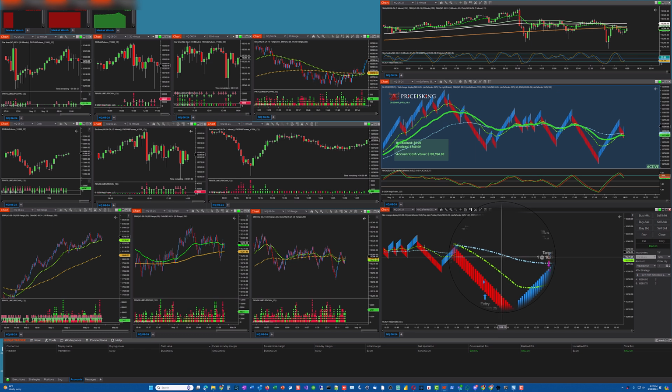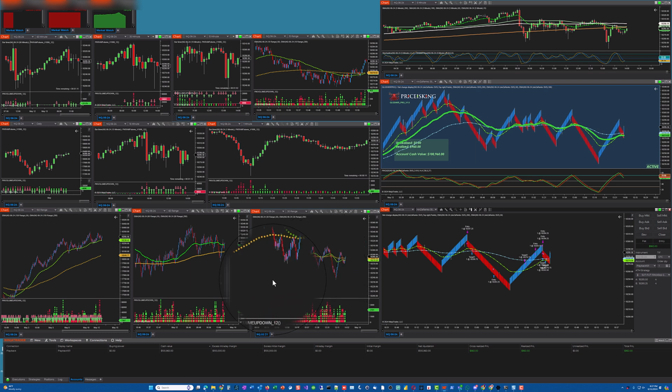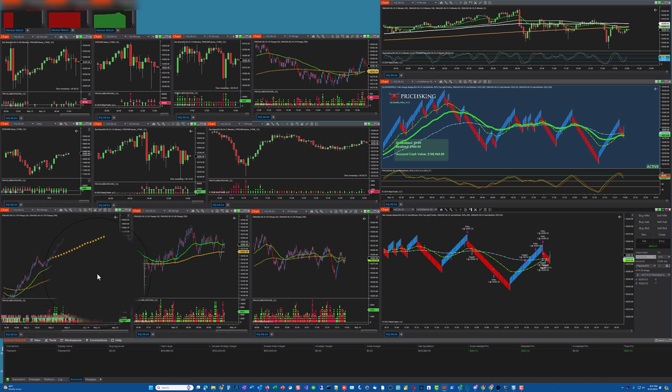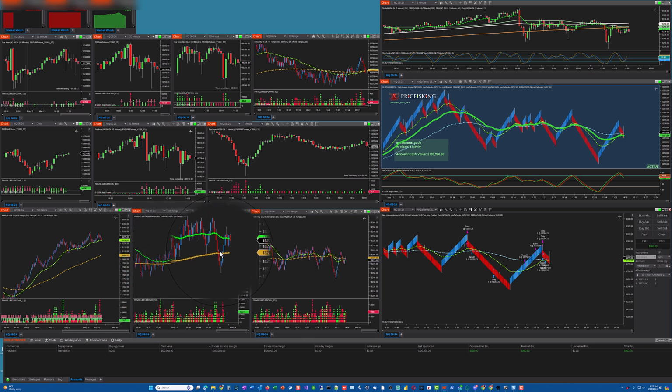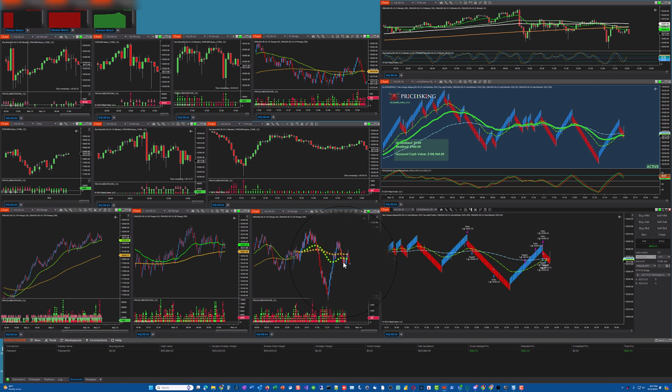At the same time, I like to look at where other things are in perspective. I see I have the 50 over 200, so a lot of bull case over here. Also, you'll see this is also trying to make it above, and these bands are very tight. So it could go either way, right?